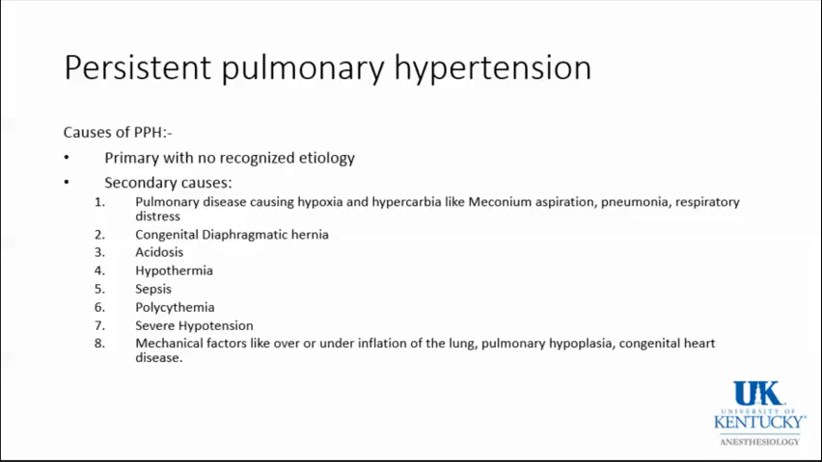Acidosis, hypothermia, sepsis, and hypotension all cause an increase in pulmonary vascular resistance and reversal of shunts. The other factor is, of course, mechanical ventilation. Or if you have a child whose lungs are not well ventilated or well aerated or inflated, you could get persistent pulmonary hypertension.